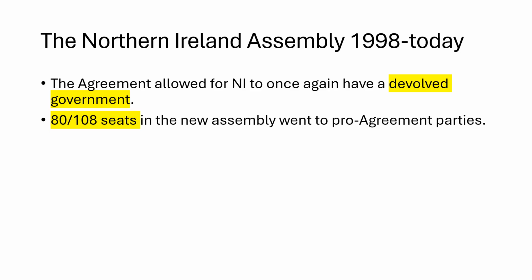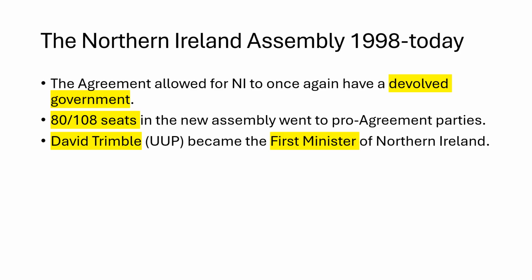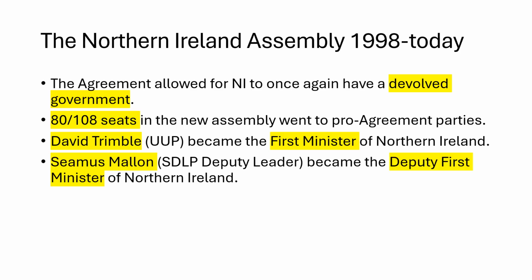80 out of 108 seats in the new Northern Ireland Assembly actually went to pro-agreement parties. So that shows you the level of support and commitment there is across Northern Ireland. Overwhelming majority of seats, in the new 108 seat Assembly, were won by parties who supported the Good Friday Agreement. David Trimble, the Ulster Unionist Party leader, became the First Minister of Northern Ireland because the UUP, unionism rather I should say, was the biggest bloc. There were more unionist politicians than any other group, and as a result, David Trimble, as the leader of the biggest unionist party, became Northern Ireland's new First Minister.